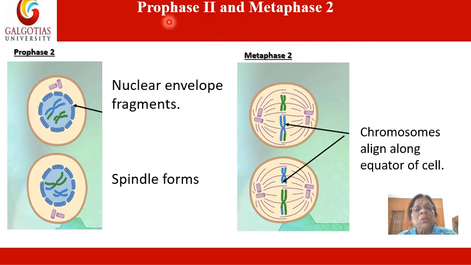Now, let us see what happens during prophase 2 and metaphase 2. During prophase 2, the nuclear envelope fragments, it is not visible, and the spindle is formed. During metaphase 2, what happens? Chromosomes align along the equator of the cell.